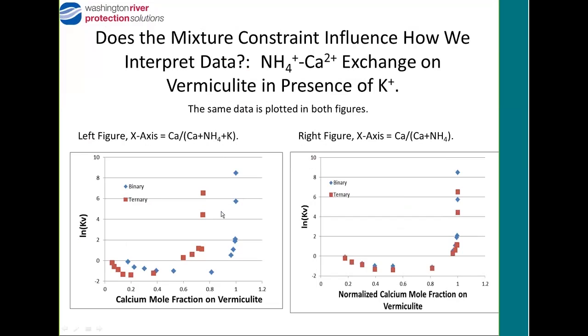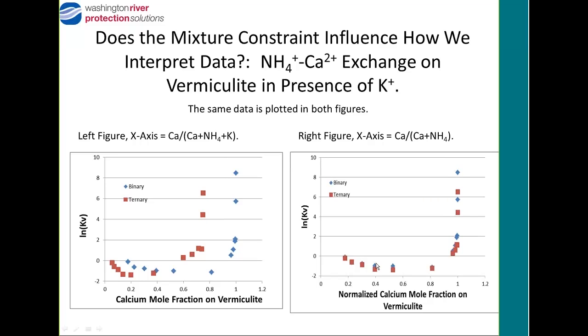If you are writing a publication, you could probably then go and say that there must be some important structural consideration that having potassium around influences the relative energy of ammonium versus calcium. This right side is the exact same data, except we define the calcium mole fraction as the ratio of calcium over just calcium to ammonium. So you've normalized it to the two ions that are involved in the system.